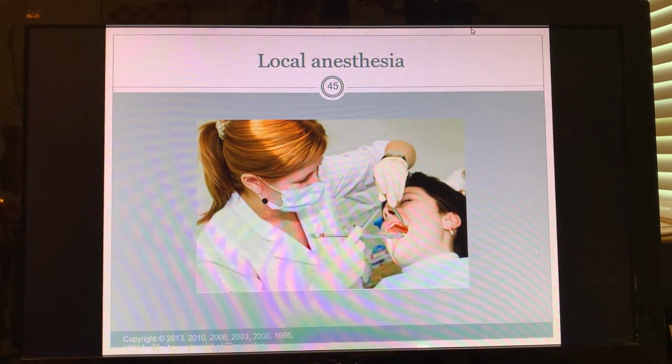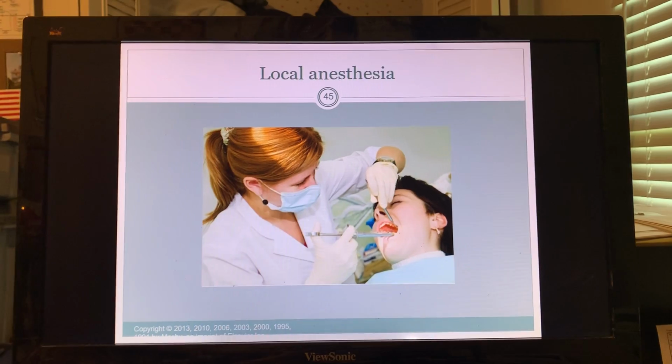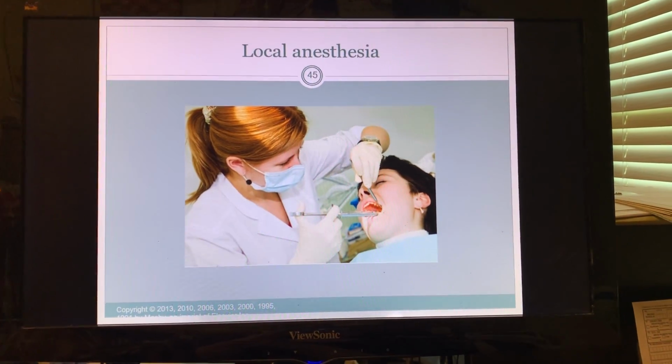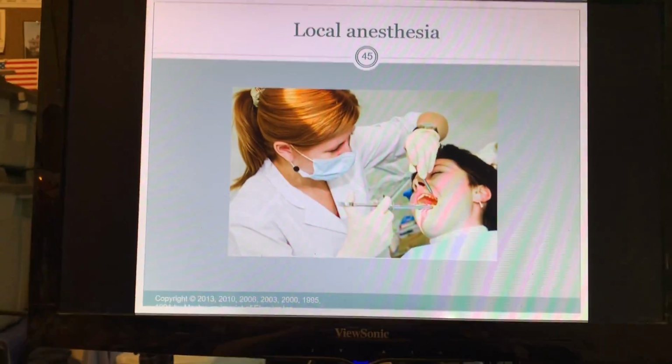And then local anesthesia. Here we see a dental hygienist or assistant injecting Novocaine so that a person can have their teeth worked on.